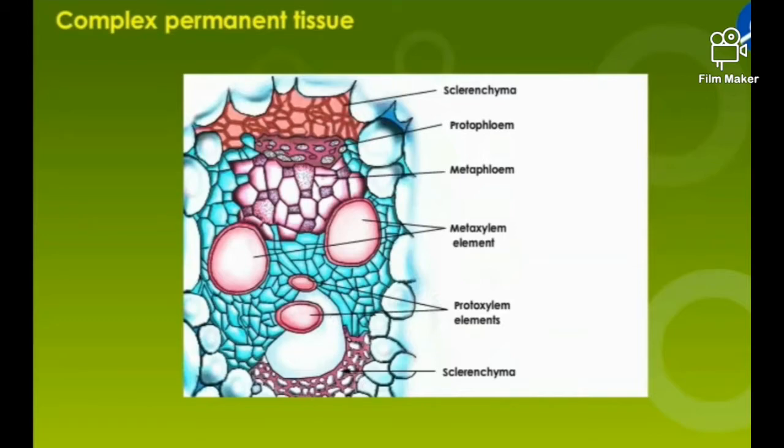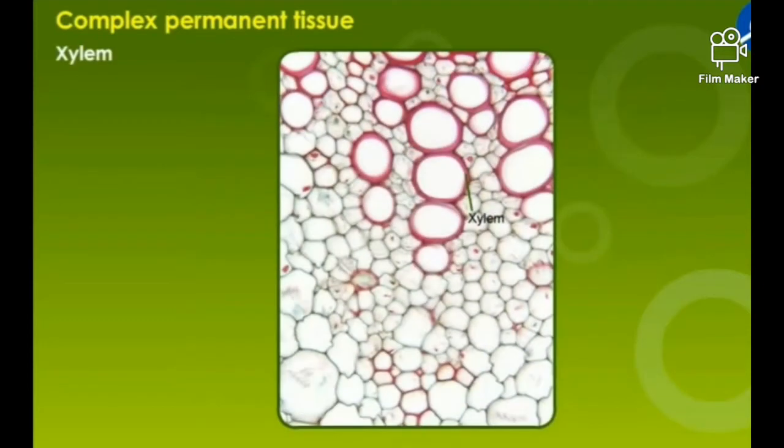In dead cells, protoplasm is absent and the cell wall is lignified and becomes thick. Complex tissues are classified into two types, namely xylem and phloem, which help in the conduction of water and food materials. Now, xylem. The xylem comprises four types of cells. They are tracheids, vessel elements, parenchyma, and fibers.